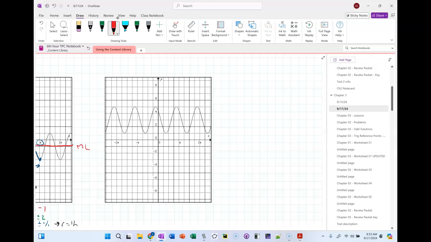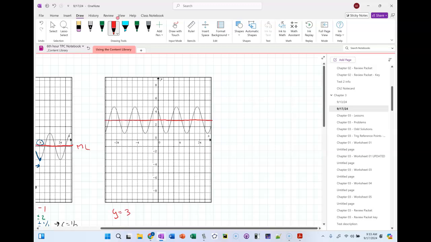3. Very good. So it looks like there's our midline. So that's y equals 3. What's that tell me? The A, C, H, or K. K. And what is the K then? Just 3. Good.